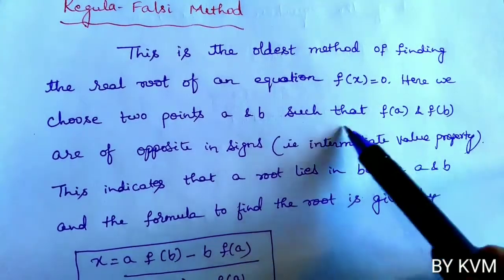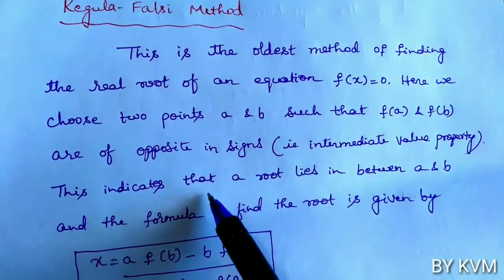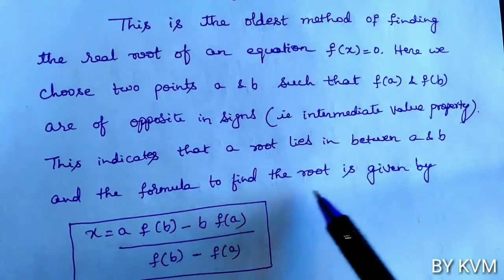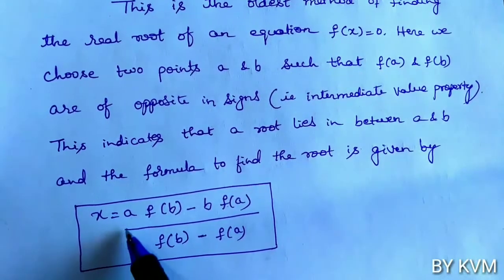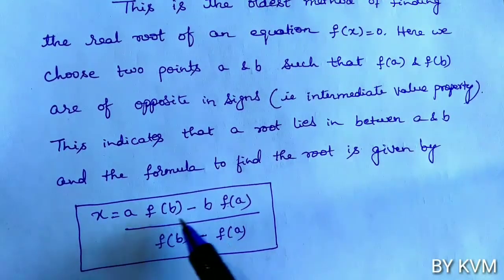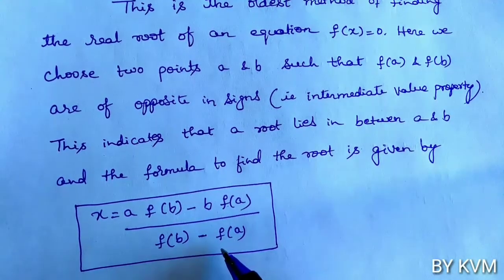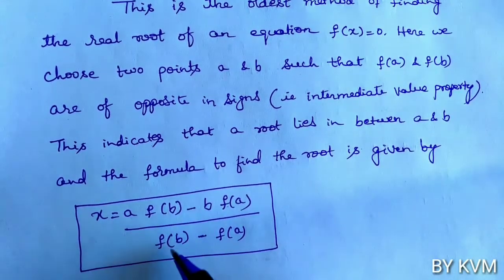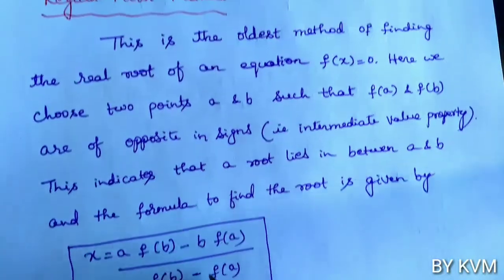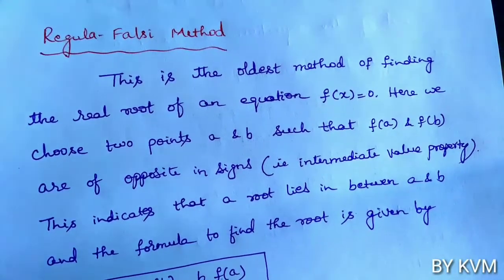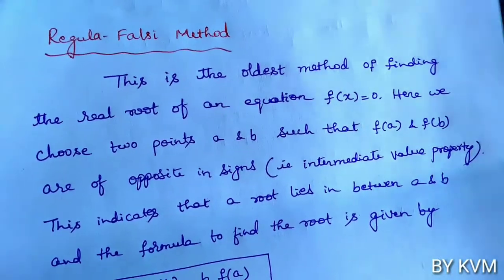If f(a) and f(b) have opposite signs, it indicates that a root lies between a and b, and the formula to find the root is given by x = (a f(b) - b f(a)) / (f(b) - f(a)). So this is the formula to find the real root in the Regula-Falsi method. Now let us solve a problem on this method.